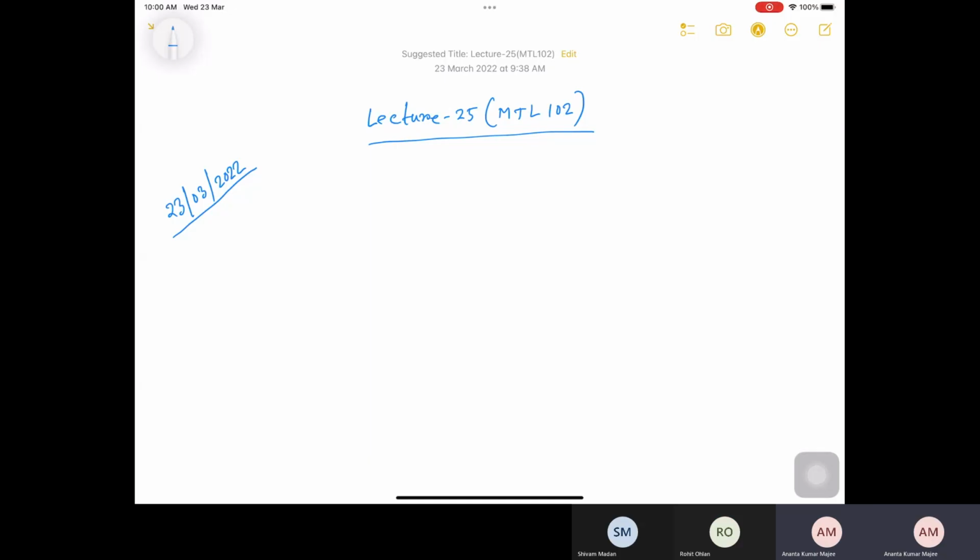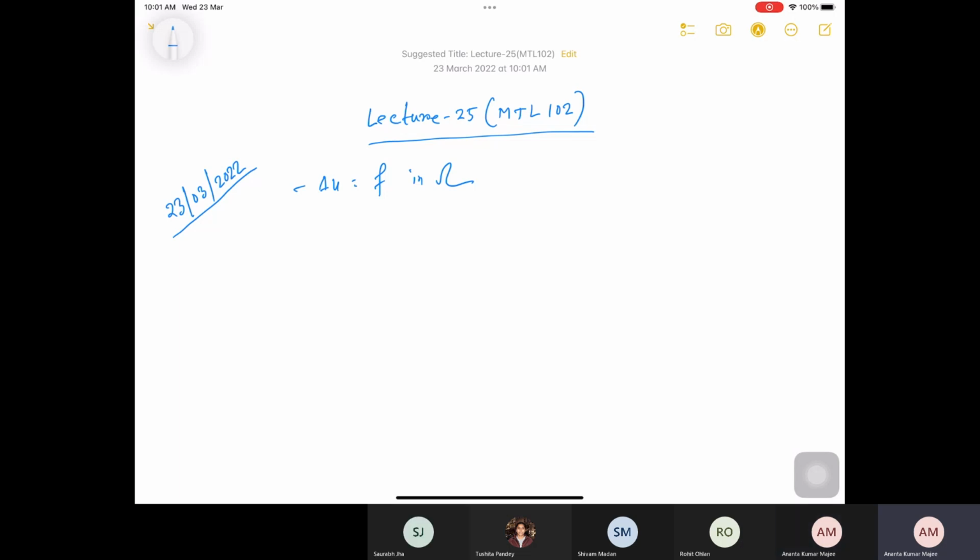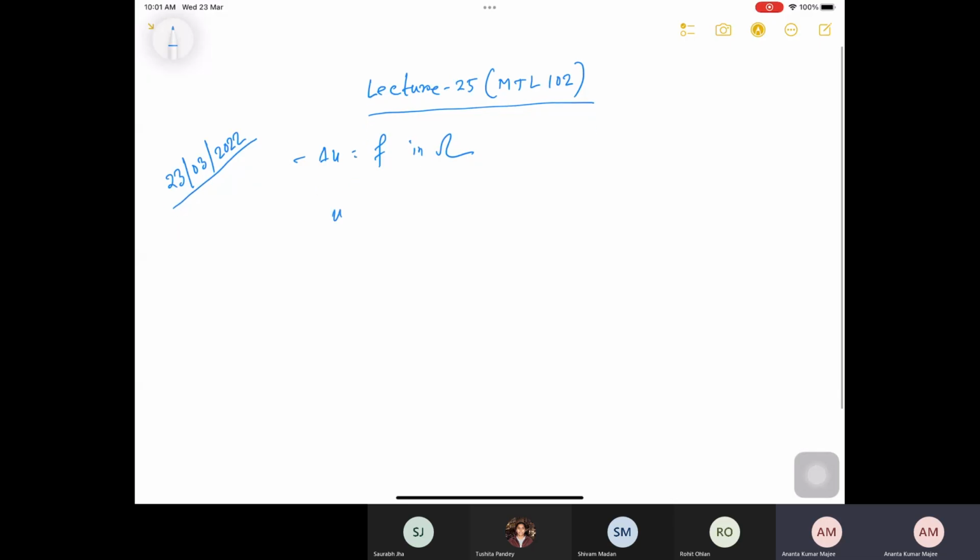So what we are discussing: we try to find the Green's functions. Basically, we are interested in finding a general representation formula for the solutions of the PDE minus Laplace u equals f in omega, where omega is an open set in Rn. It may not be bounded, with C1 boundary, and u equals g on the boundary of omega. So we are considering a C1 boundary.